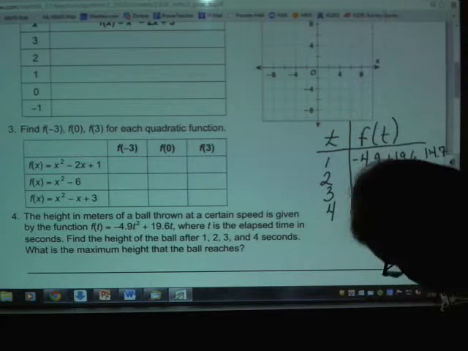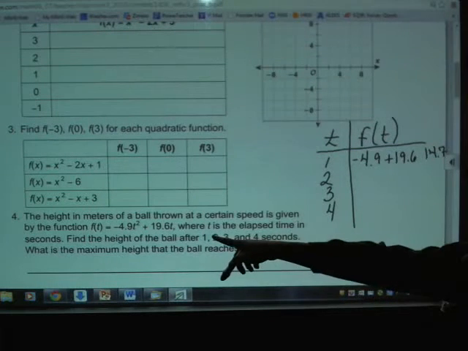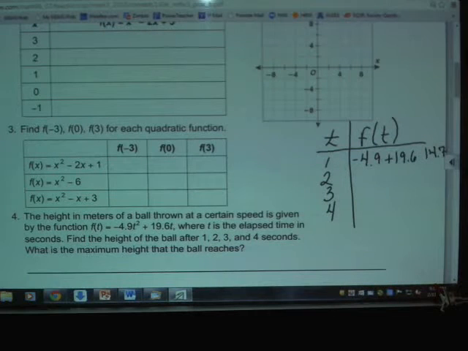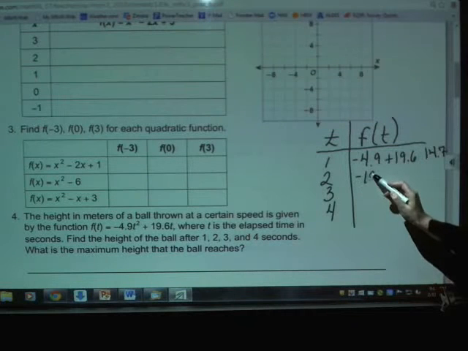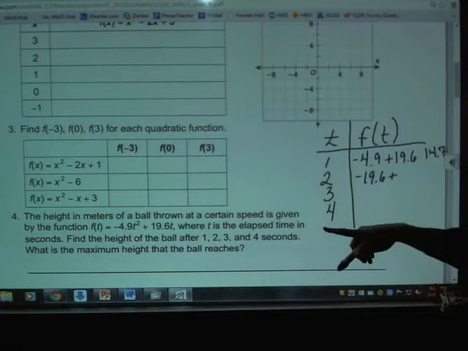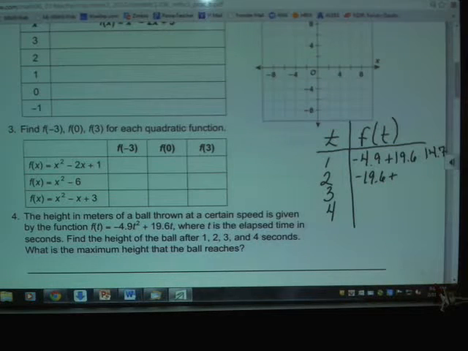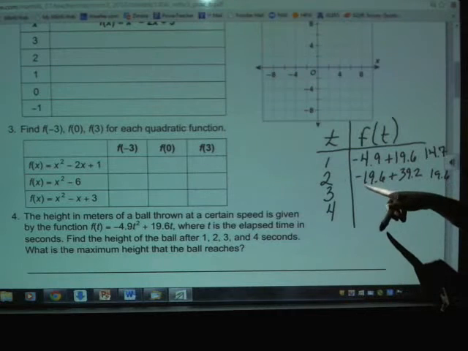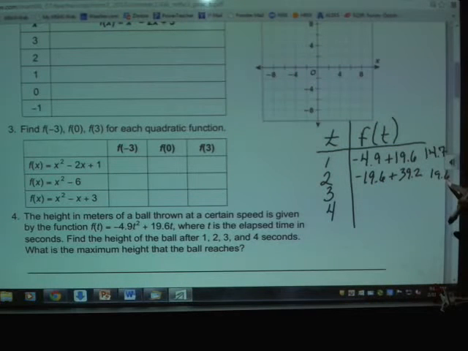Change t into 2. So I've got 2 squared for t squared there, 4, times the negative 4.9. That's going to give me negative 19.6. And then I've got 19.6 times 2, which gives me 39.2. So I'm going to add those two together, and I end up with 19.6. Again, let's give it some meaning: 2 seconds in, the ball is 19.6 meters high. So it's obviously getting higher here.